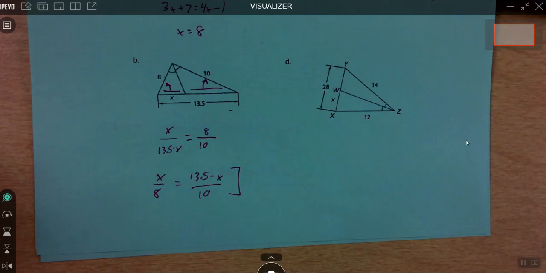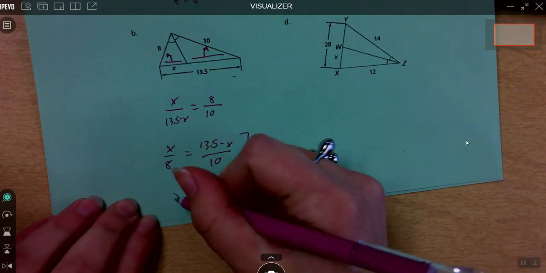Do you want me to show you the cross multiplication or we're good? Thumbs up if skip it, thumbs down, need to do it. Okay, skipping it. X equals 6.